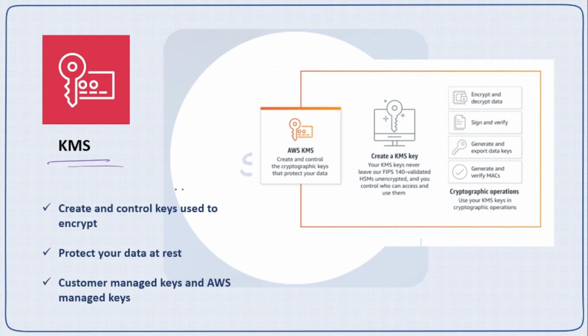KMS, Key Management Service. Here we create and control keys that are used to encrypt the data. We have seen that we are storing data in S3 or EBS volumes or DynamoDB, so it becomes very important to encrypt that data when it is stored. It helps in protecting the data at rest. Here we have customer managed keys, or you can use AWS managed keys as well. You can create a key and then use that key to encrypt your data. Data encryption is a very important thing that we should always do, and KMS helps us in doing that.